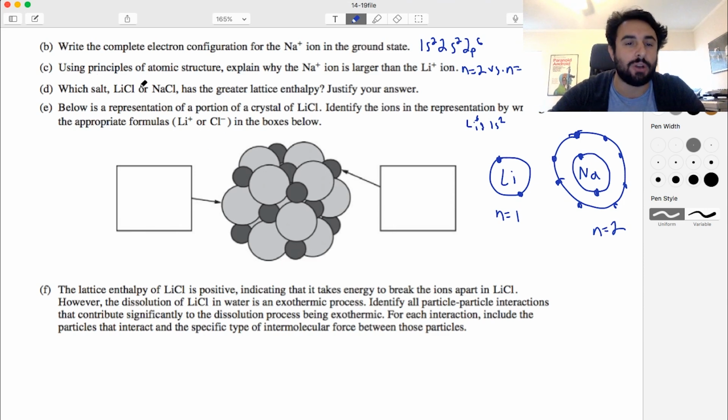Now, which salt, lithium chloride or sodium chloride, has a greater lattice enthalpy? So here we're talking about Coulomb's law. So when we're talking about lattice enthalpy, there are two factors.